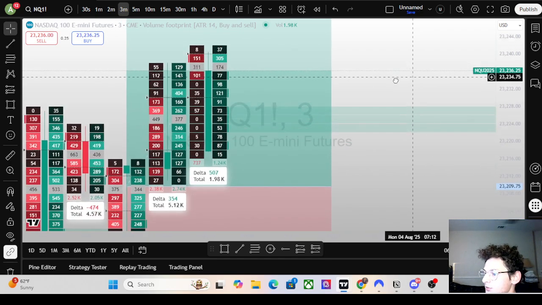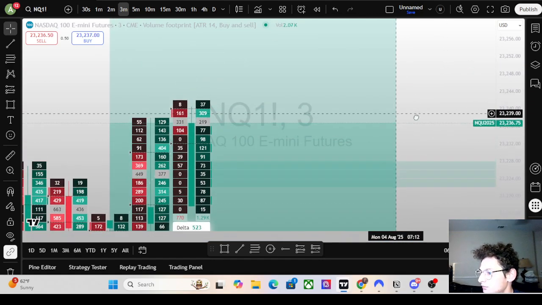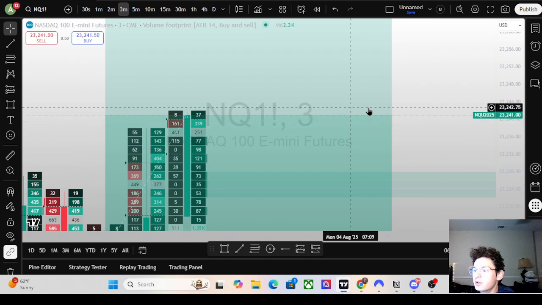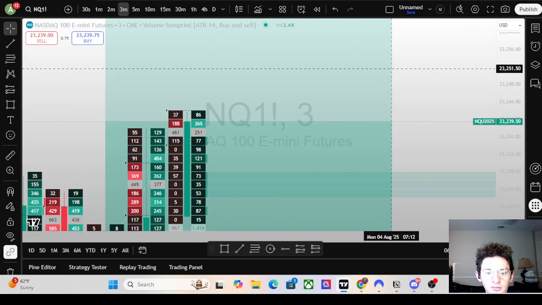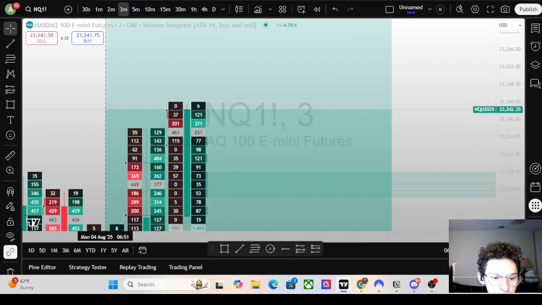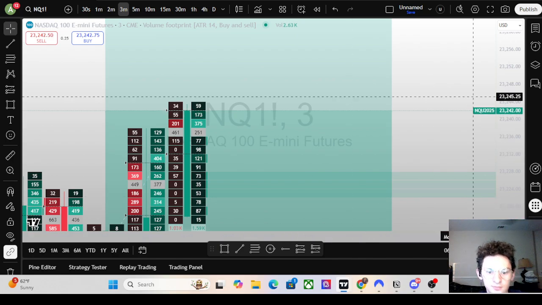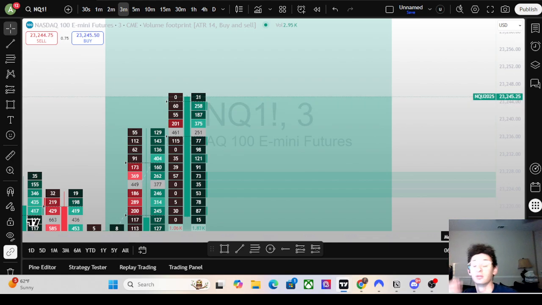Still have a good delta. Still moving fine. Let's hope factory orders don't ruin this trade. We are up 30 points. Now I'm going to go to break even. Risk-free trade.